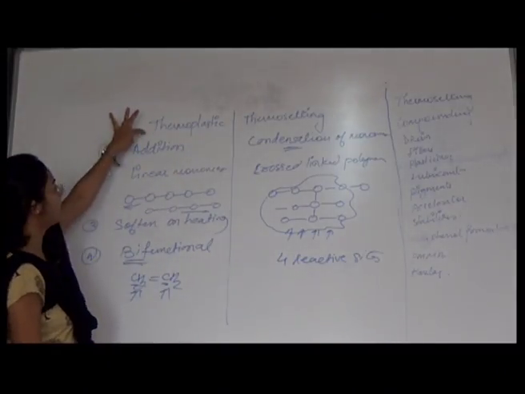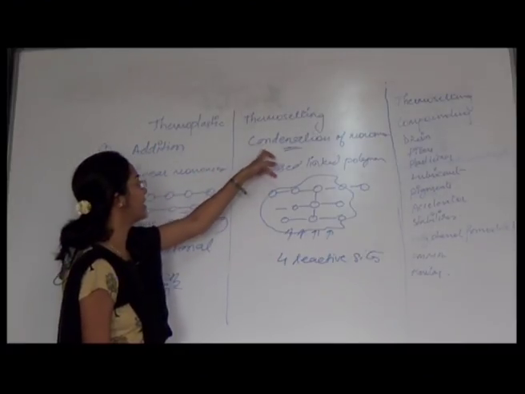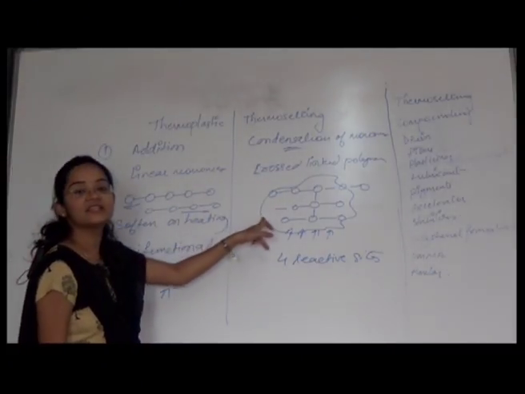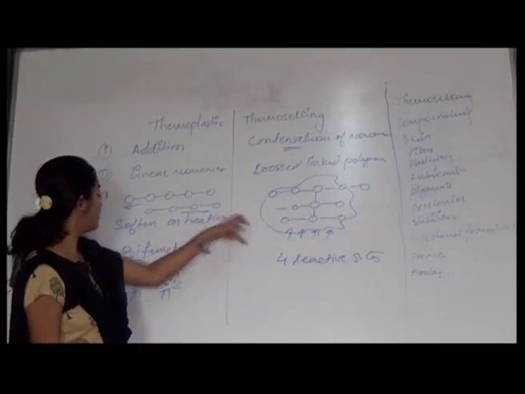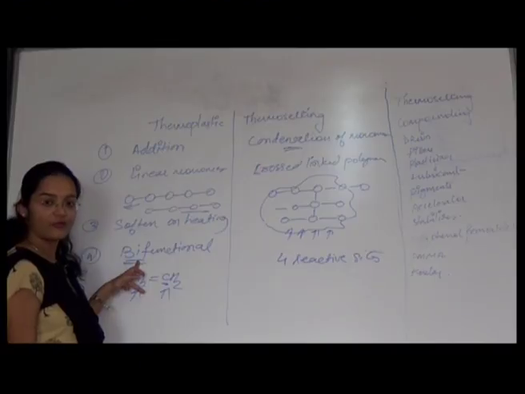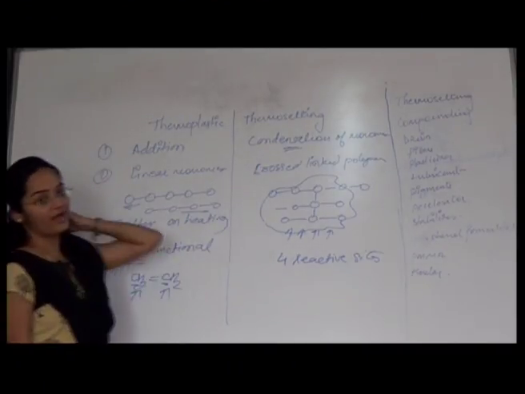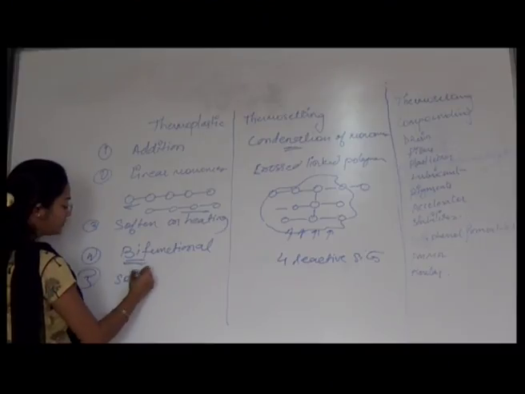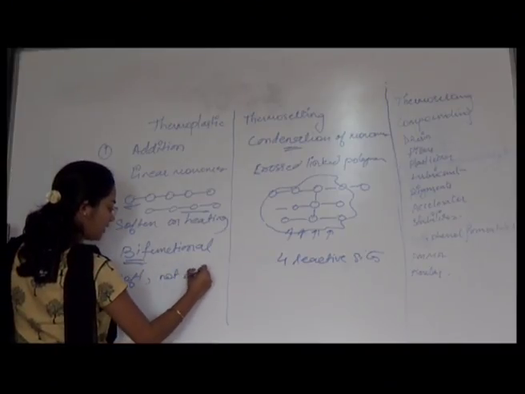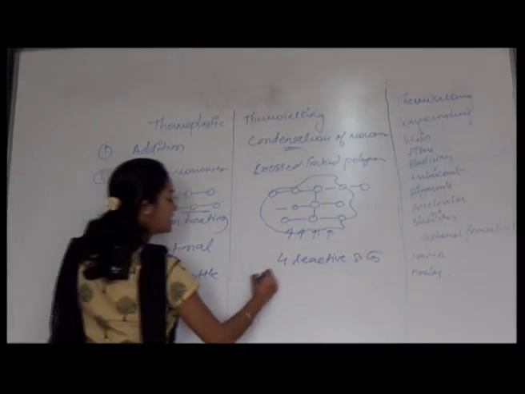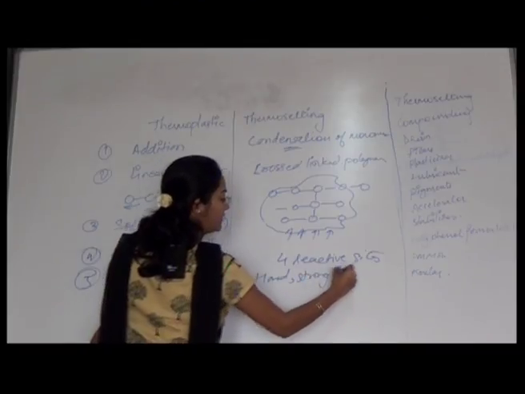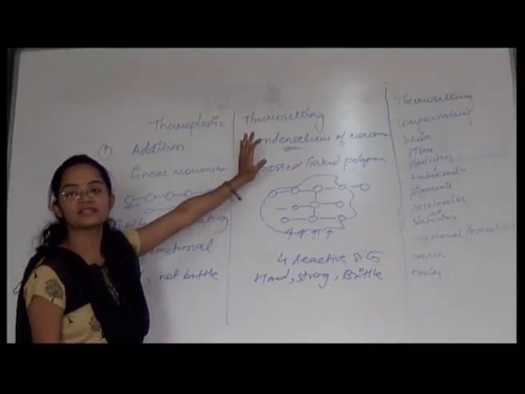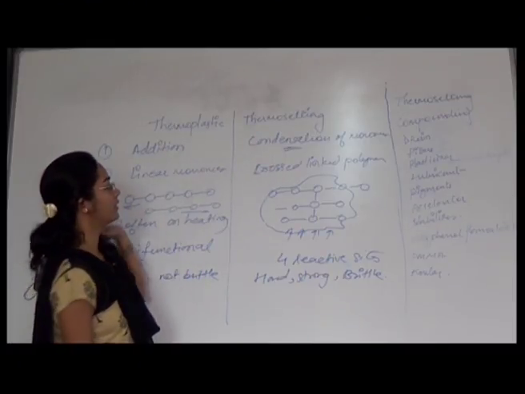Okay, so we can say thermoplastic is formed by addition polymerization, thermosetting by condensation. These are formed by linear monomers, these are formed by cross-linked polymer. These soften on heating, whereas these do not soften on heating and get charred. Thermoplastics are formed by bifunctional monomers and thermosetting are formed by more than two functional groups. The next one is, these are soft and not brittle. These are soft, flexible and not brittle, whereas these are hard, strong and brittle. So these are the points of difference between thermoplastic and thermosetting polymers, which is very important. Okay.